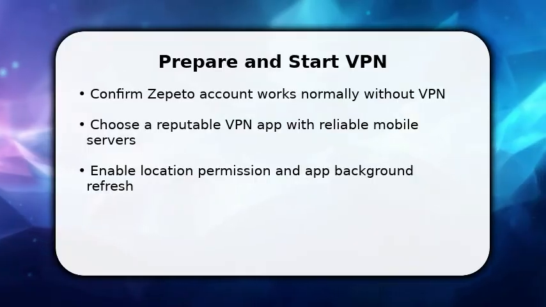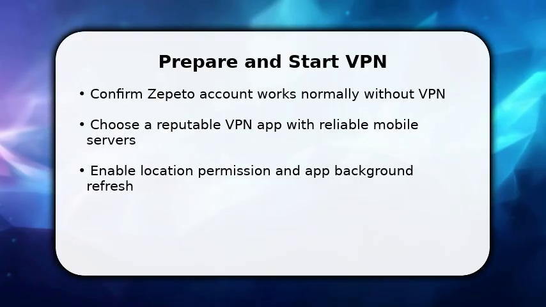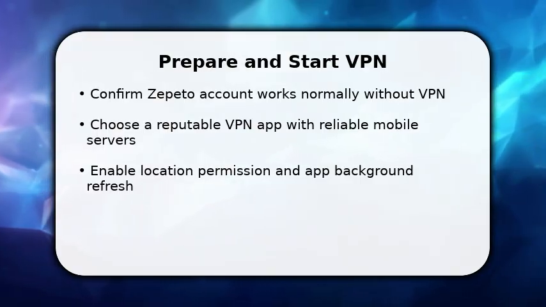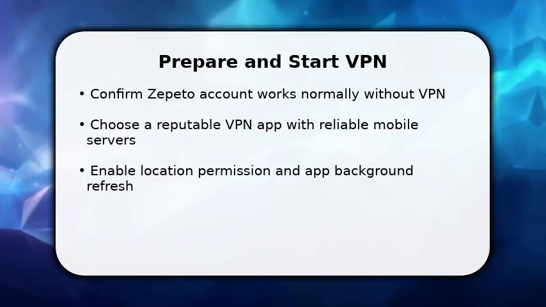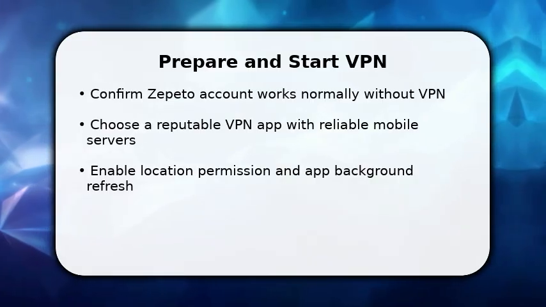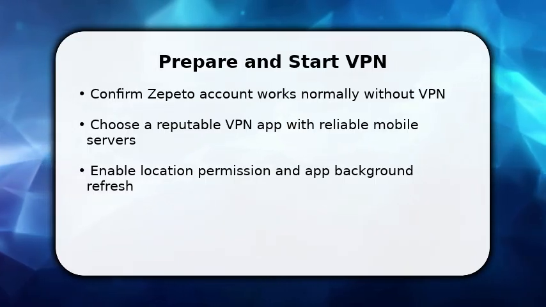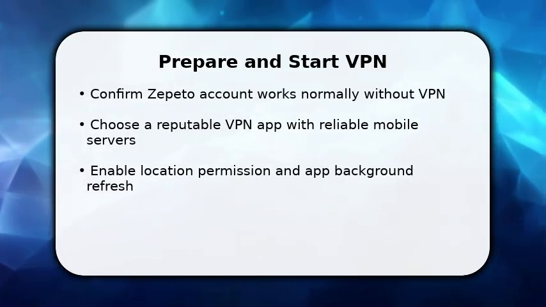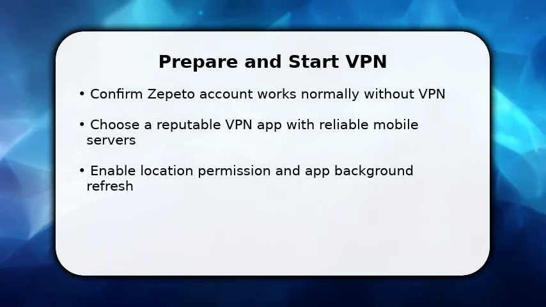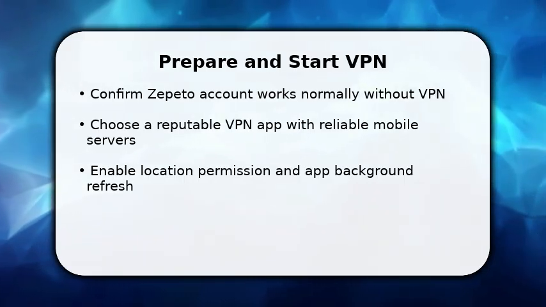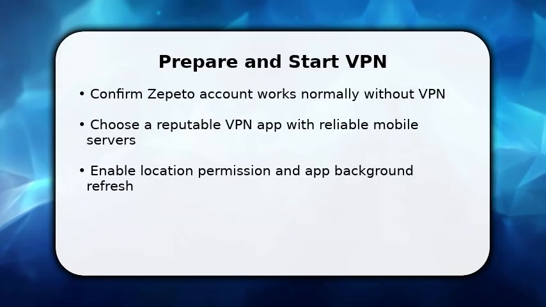You start by preparing your device and VPN app so Zepeto sees a stable connection. First, sign into your chosen VPN and pick a nearby server for lower latency. This reduces lag and keeps chat stable. Once done, enable the VPN to run in the background and grant any required permissions like location or network access.